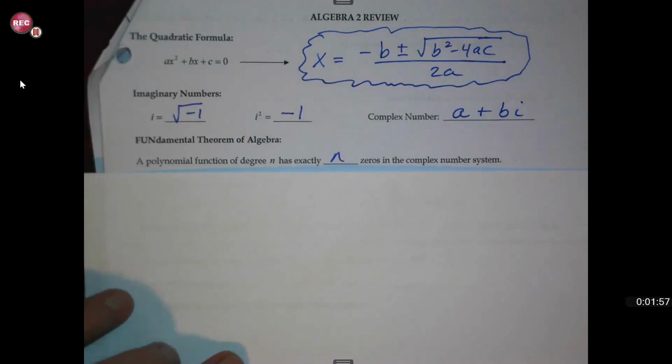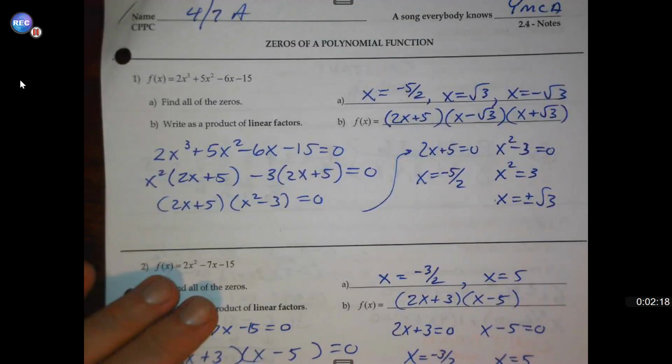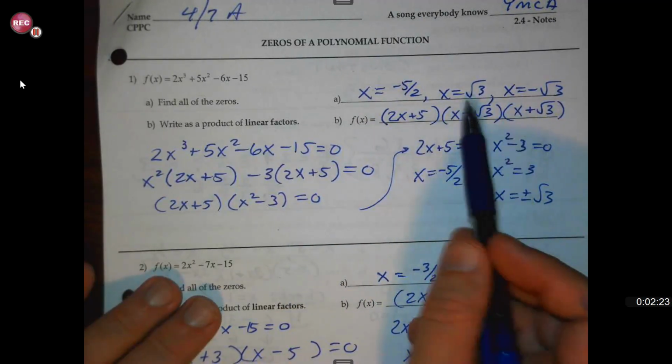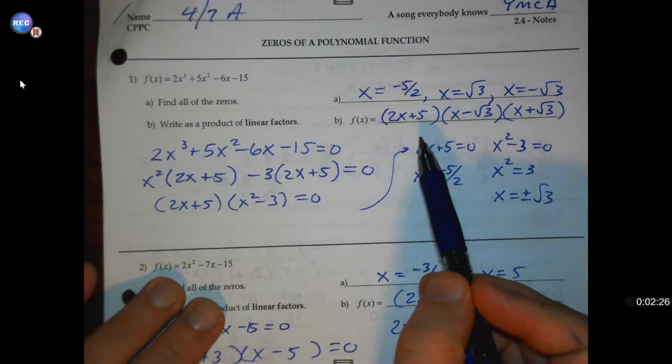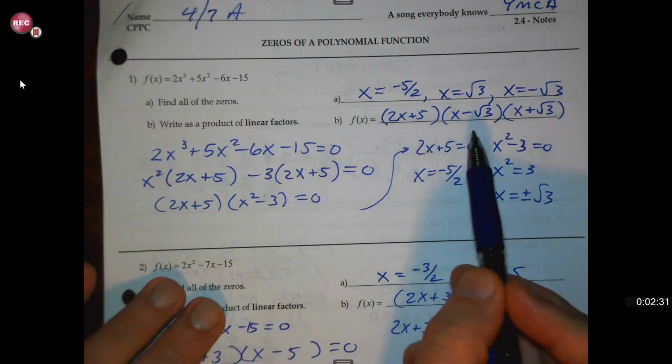All right, our linear factorization theorem says if f is a polynomial function of degree n, then f has exactly n linear factors. I just want to recap what those last two mean. If we go back to that front page a second, we had a degree 3 polynomial function. We did end up with 3 zeros. In this case, they were 3 real zeros, none of them imaginary. And we were able to write it as a product of 3 linear factors, meaning all the x's are to the first power. So that's what those two things are talking about.